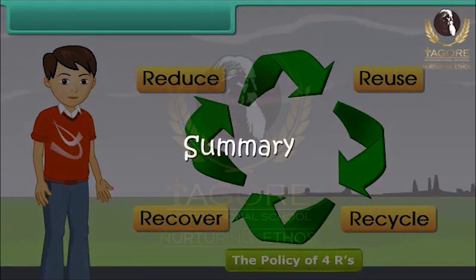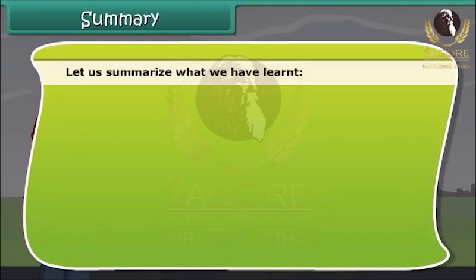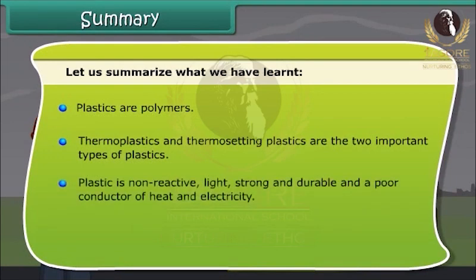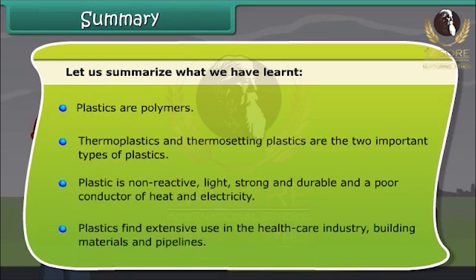Summary. Let us summarize what we have learned. Plastics are polymers. Thermoplastics and thermosetting plastics are the 2 important types of plastics. Plastic is non-reactive, light, strong and durable, and a poor conductor of heat and electricity. Plastics find extensive use in the healthcare industry, building materials, and pipelines.